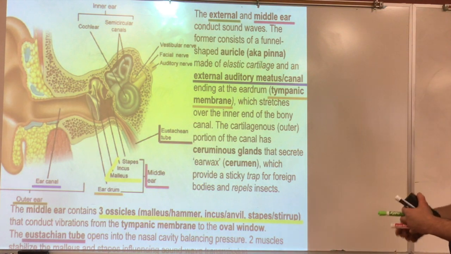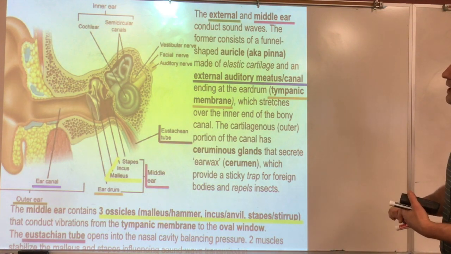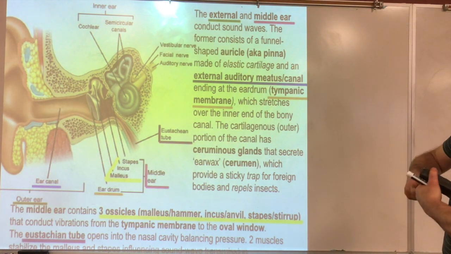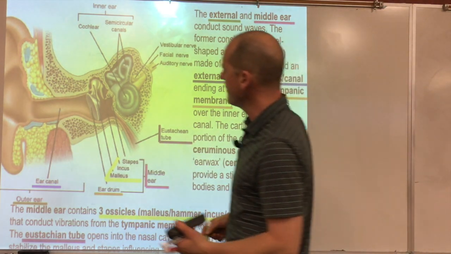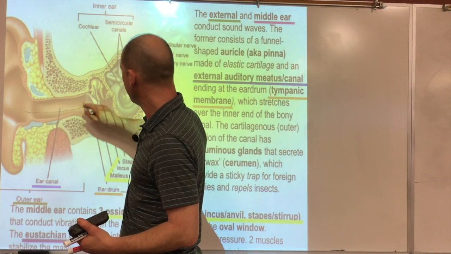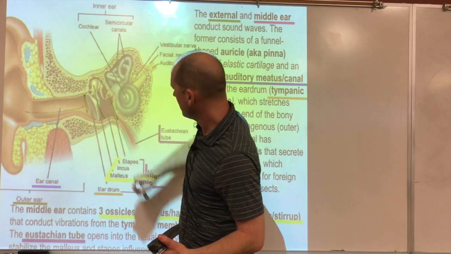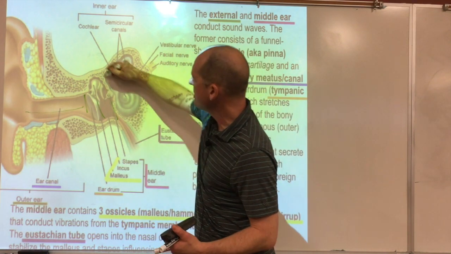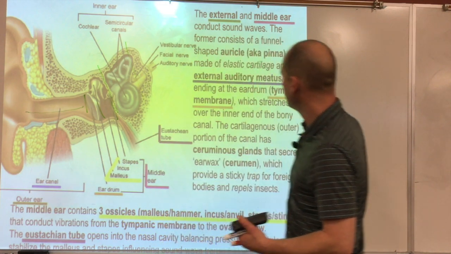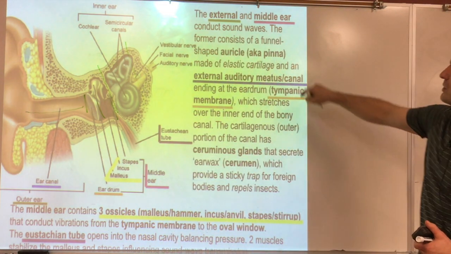We have an external ear and a middle ear, and they both conduct the sound wave. So we have an external ear right here, and then we have a middle ear right here, and then we've got an inner ear right here. So the external and middle ear conduct the sound waves.